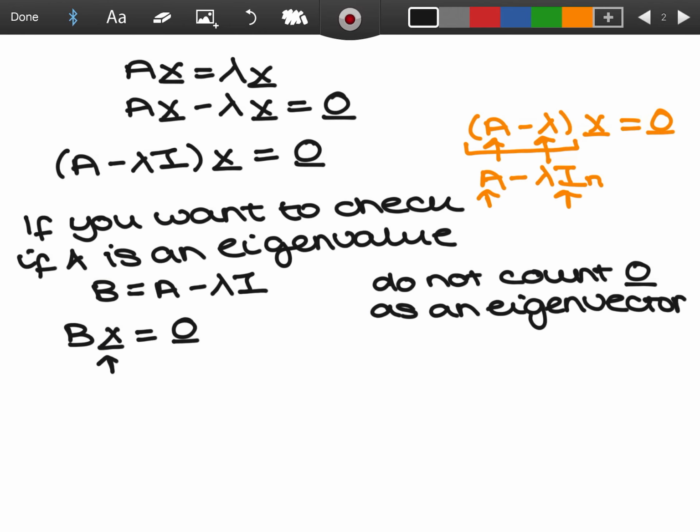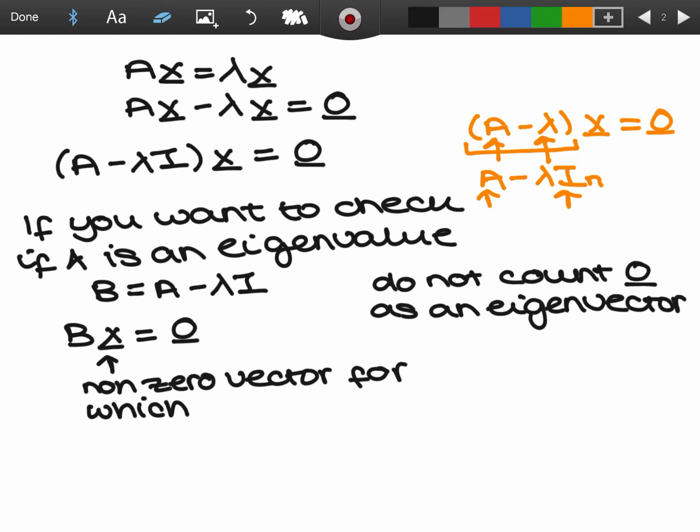So what you need to look at is not just whether you can find a vector, because this is a homogeneous system, okay? It's always going to have the 0 vector as a solution. What you really want to find is whether there is a non-zero vector for which this holds. So you want to see if there is a non-zero vector for which this is true.